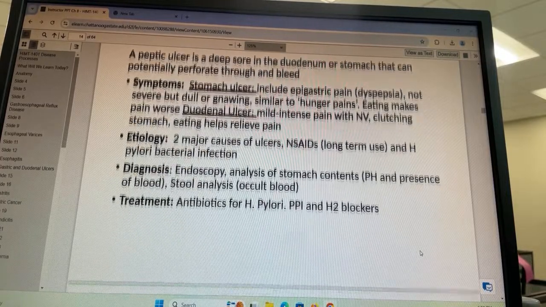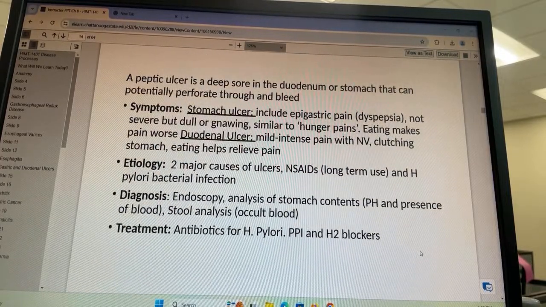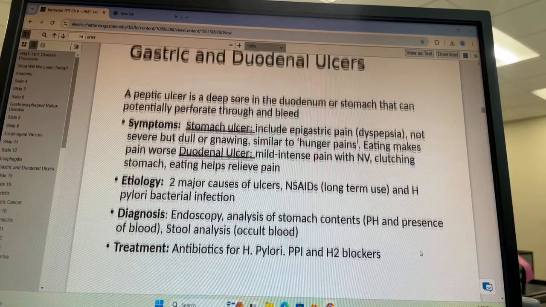With a duodenal ulcer, similar, you also have some pain, maybe with some nausea and vomiting. You might see them clutching their stomach. But the difference with this one is that eating actually helps to relieve the pain, whereas with a stomach ulcer, eating makes the pain worse. Okay. What causes these ulcers?